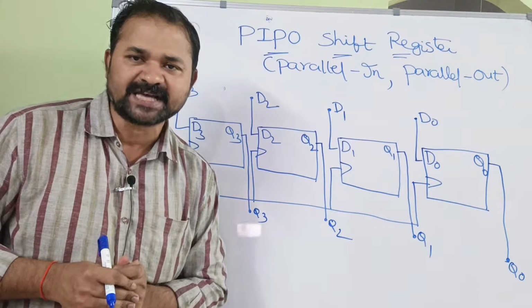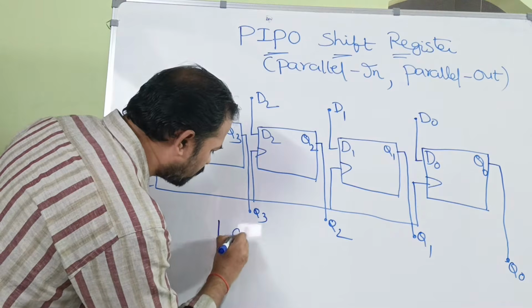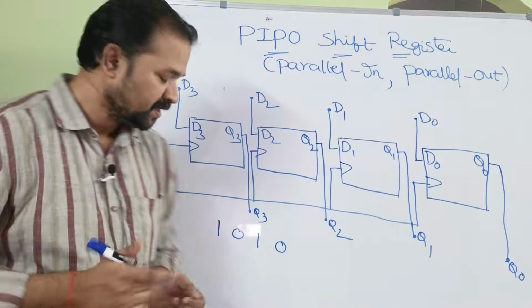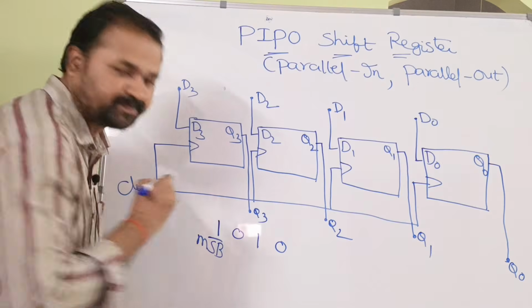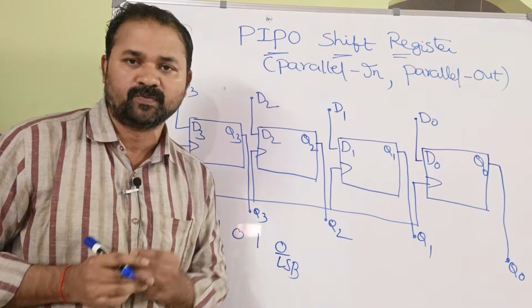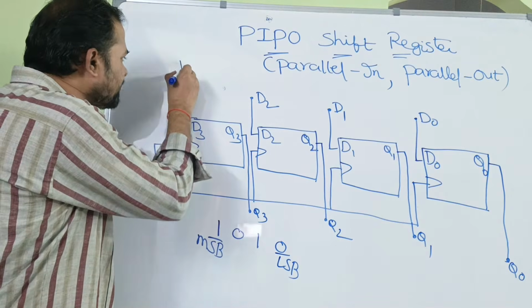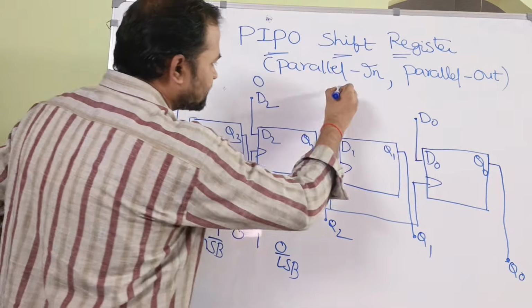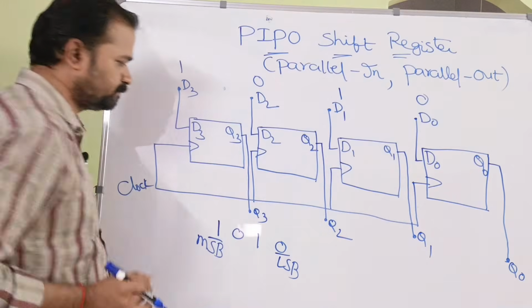Now let's take an example. Let us assume that the register totally contains 4 bits such as 1010. Here the most significant bit is 1, whereas the least significant bit is 0. So now what will happen? D3 becomes 1, next 0, next 1, 0. So here the inputs are 1, 0, 1, 0.